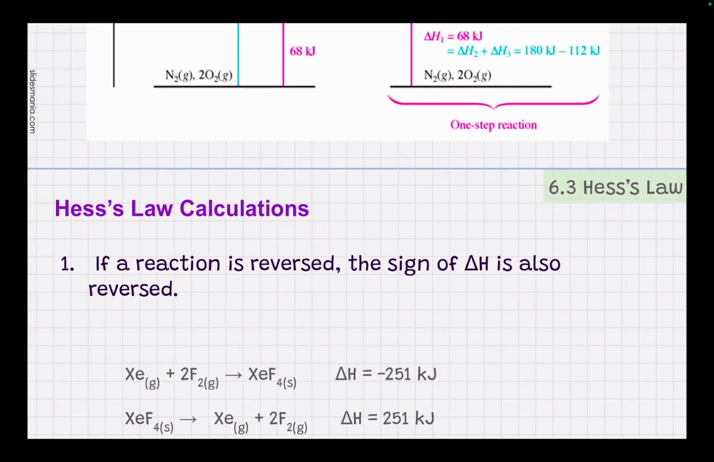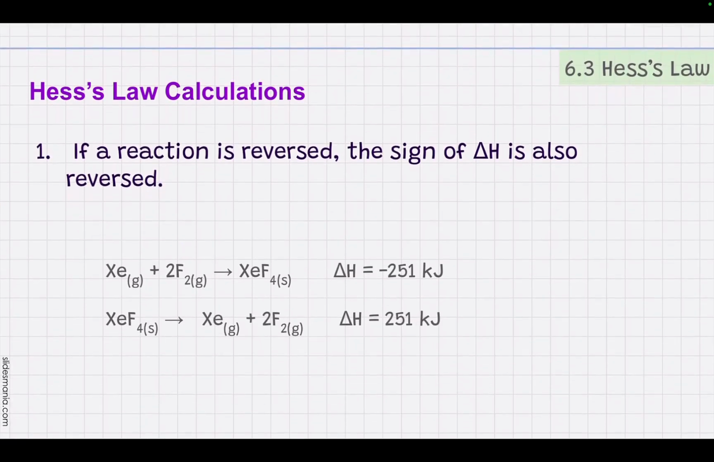So there are rules that you need to use when you do these calculations. One of them is if you reverse a reaction, the delta H sign reverses. So if I read this first reaction, it's showing me that xenon reacts with fluorine and forms xenon tetrafluoride. And in that process, it is going to give off 251 kilojoules. But let's say, and you'll understand once we do the problems, that I want to reverse the reaction. So I want this now to be the reactant and these to be the products. That's what I have right here.